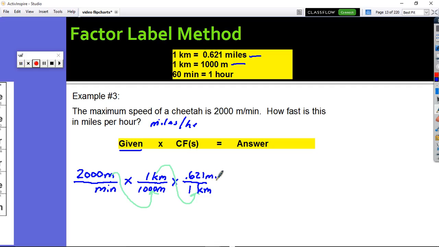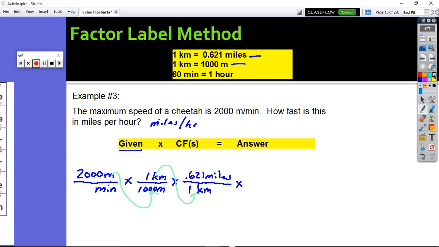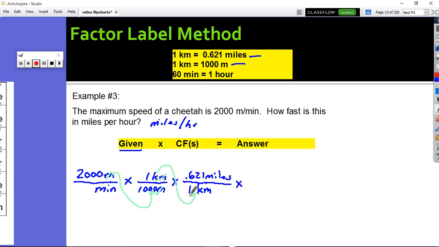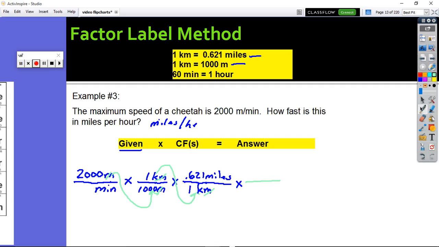Now, before we continue, let's see where we are right now. Right now, we could cancel out the meters with the meters and the kilometer with the kilometer, and the answer, if we stop at this point in time, would be in miles per minute. But we don't want miles per minute, we want miles per hour. So let's do another conversion factor. And since the top part looks good, we want miles on the top, and we got miles on the top, let's look at the bottom.